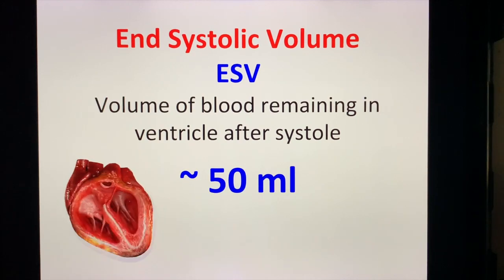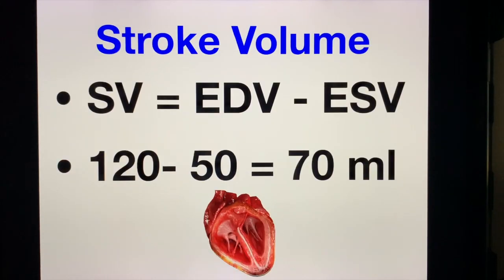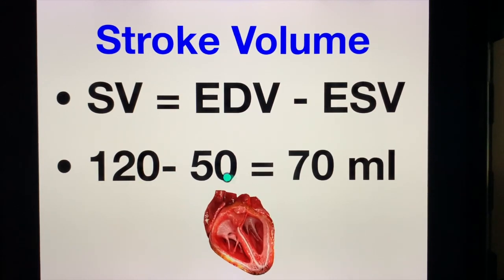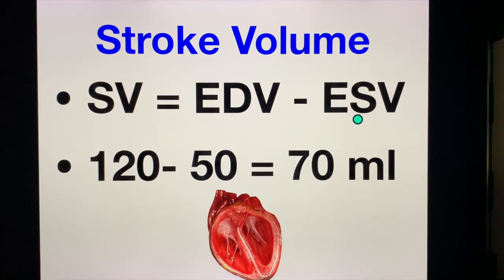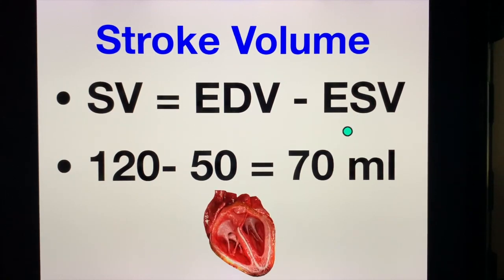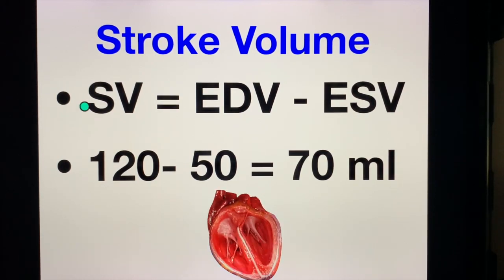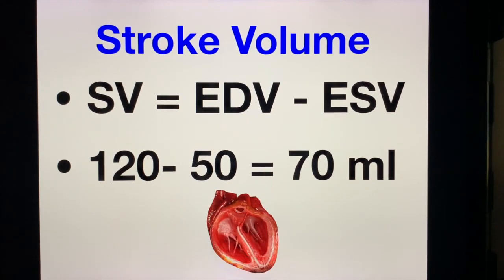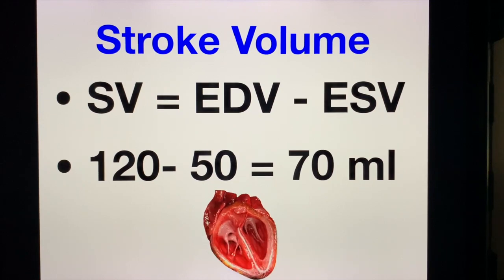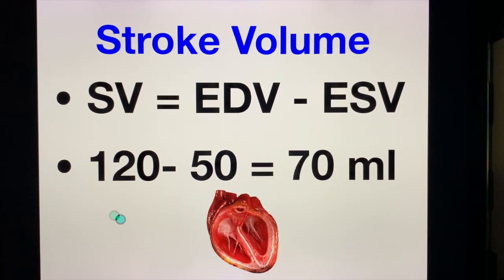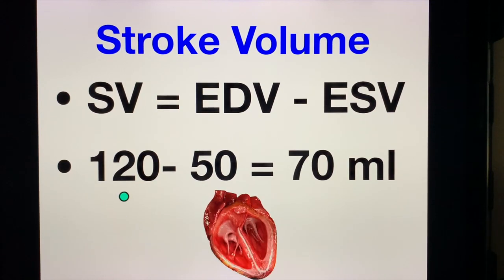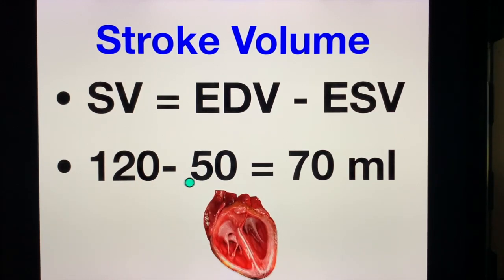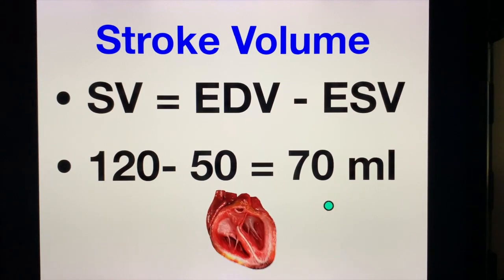Now let's put these two physiologic principles together. The stroke volume is the end diastolic volume minus the end systolic volume. Now let's put in the values. End diastolic volume, roughly 120. End systolic volume, approximately 50. So the stroke volume is about 70 ml.